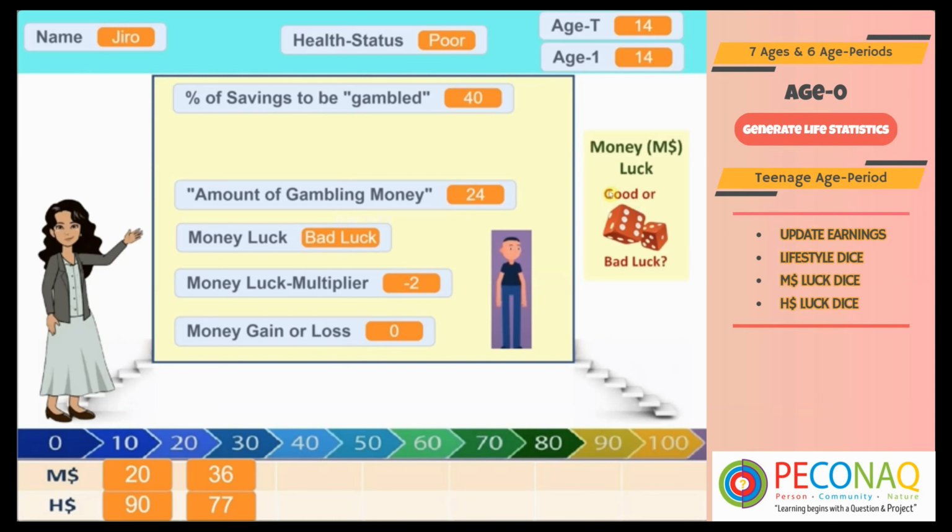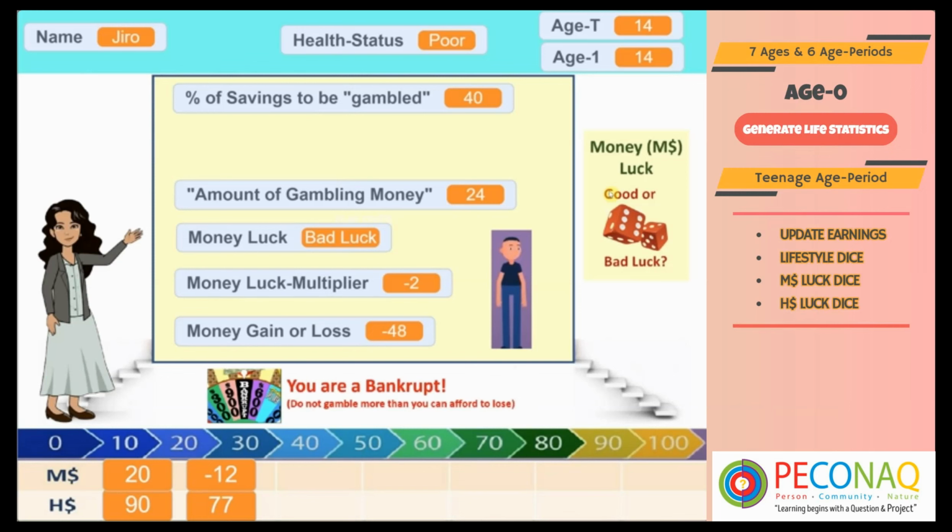I can see that my money luck in this period is bad luck. The money luck multiplier on the money that I have gambled is 2 times. Thus, the amount of 48 points have been updated in my bank account below.